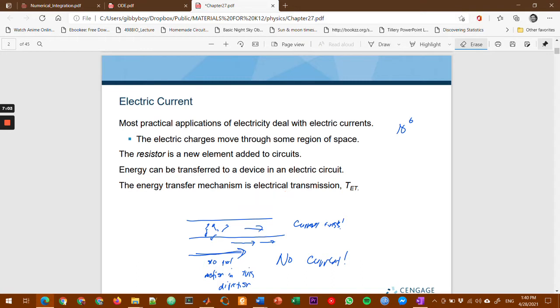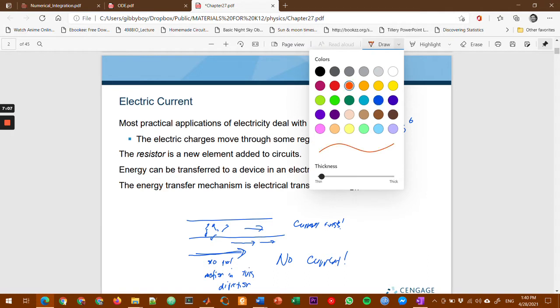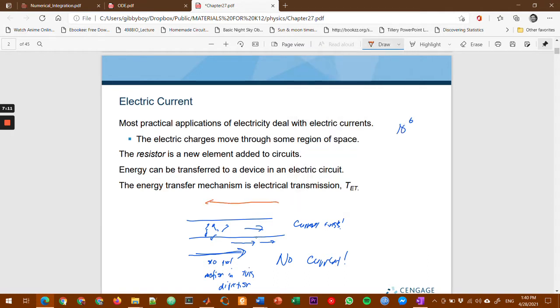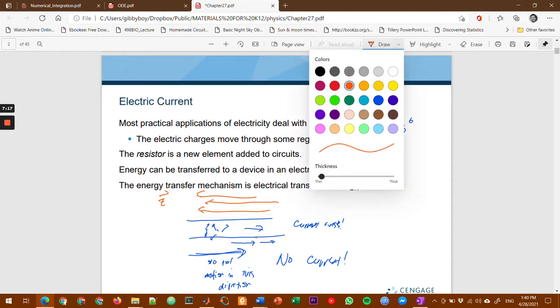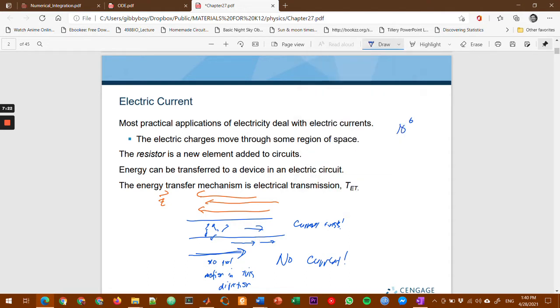So if we want the motion to be padulong sa right, the electric field should be in this way. Okay, sorry about that. So this is the electric field direction, and we are talking about motion of electrons. So electrons will tend to move opposite to the direction of the electric field.